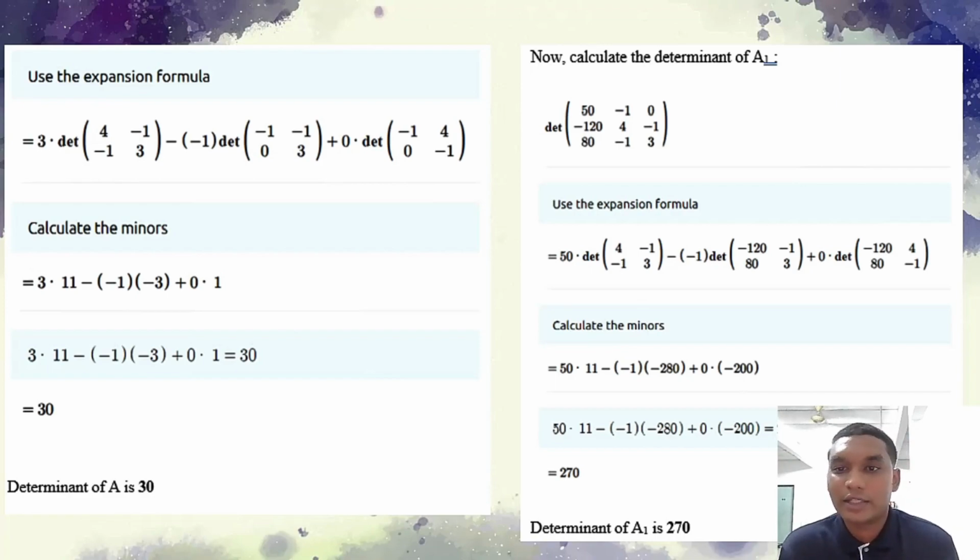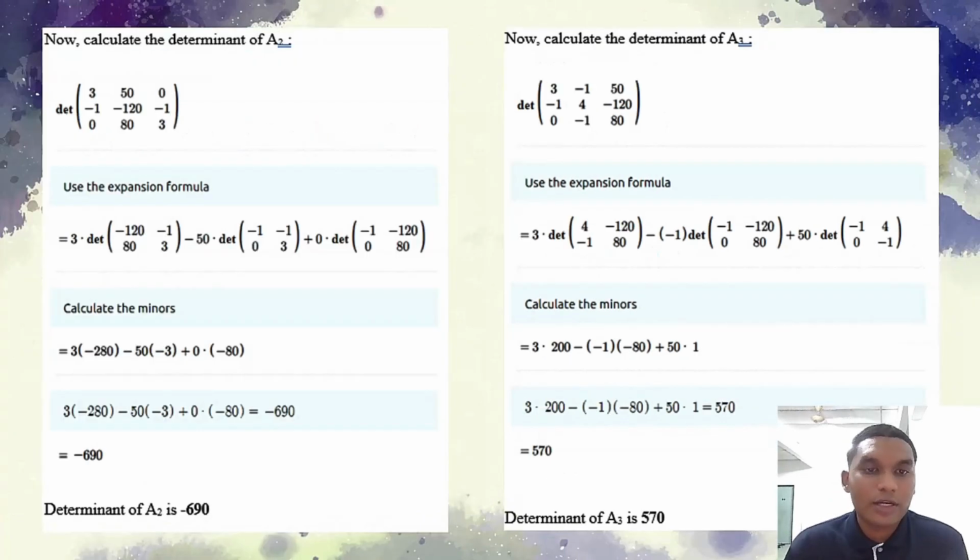So we will get the determinant of A is equal to 30. Now we can calculate the determinant of A1, which is 50, -1, 0, -120, 4, -1, 80, -1, 3. We will use the expansion formula as previously. Next we will calculate the minors, and we get the determinant of A1 is 270. For the next one, we calculate the determinant of A2, which is 3, 50, 0, -1, -120, -1, 0, 80, 3.